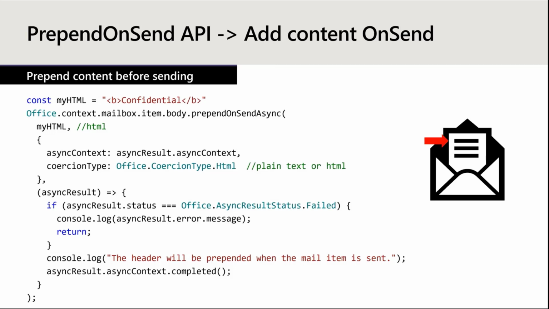And then prepend on send. For some of the classification and encryption scenarios, it's needed: when someone sends an email, at the very top of the email we can add some confidentiality text at the beginning of the message. The important thing here is to avoid the user removing it, so you want to make sure that it always goes with the email. We shipped a long time ago an append on send API, which adds content at the end of the message. The prepend on send API is going to add the content at the beginning of the message before the item goes away. This is also part of Mailbox 1.13.